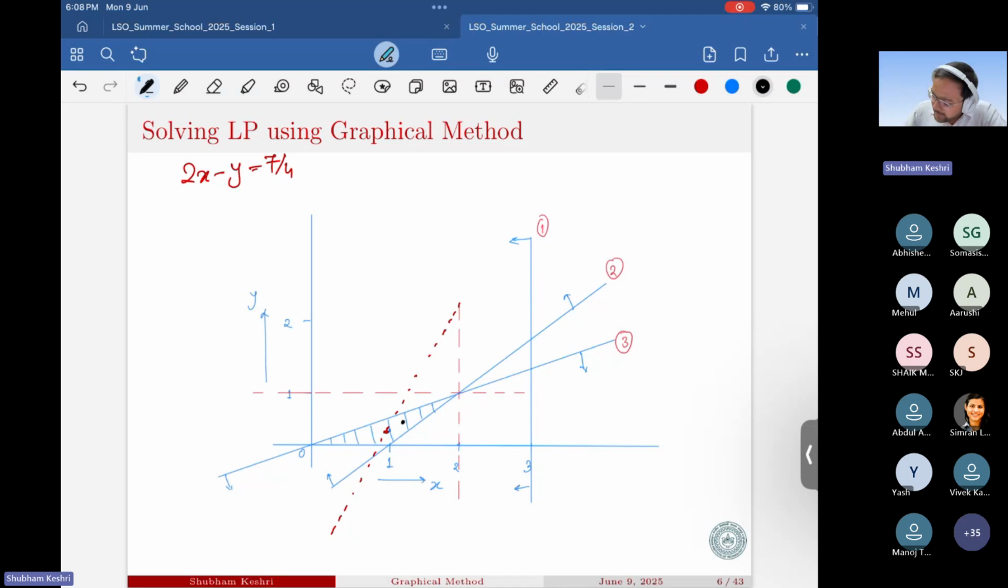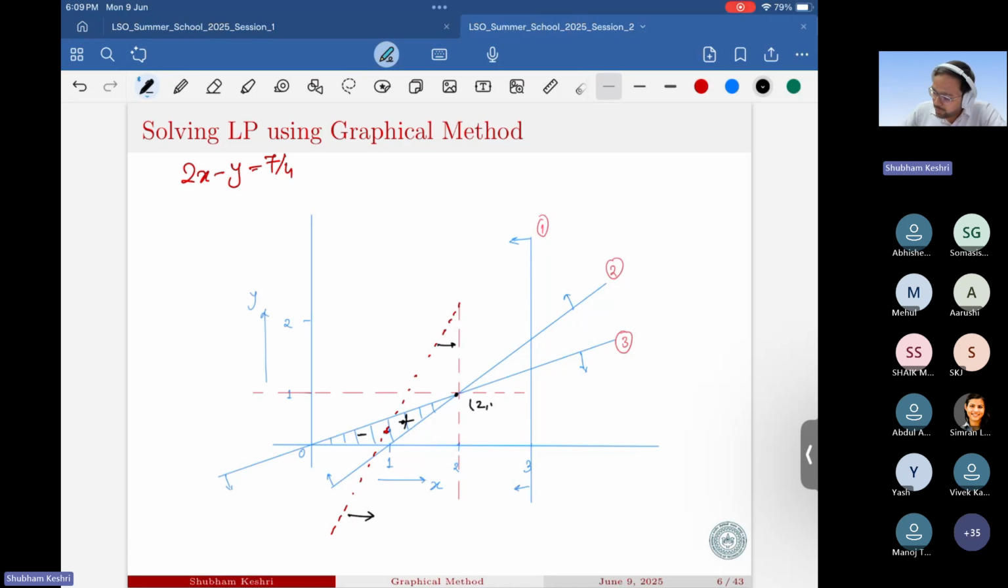You will observe that on this side the objective function value is increasing and on this side the objective function value is decreasing. Therefore, as this is a maximization problem, we will move this isocost or isoprofit line towards the direction in which the objective function value increases. So we will move this line in this direction. And you will observe that when this line moves in this direction, it exits the feasible region at this point. And this is the point at which the objective function value will be maximum.